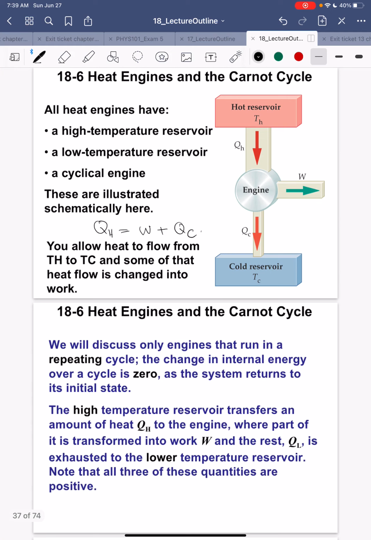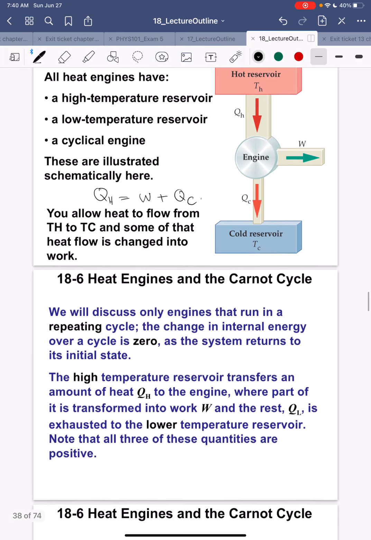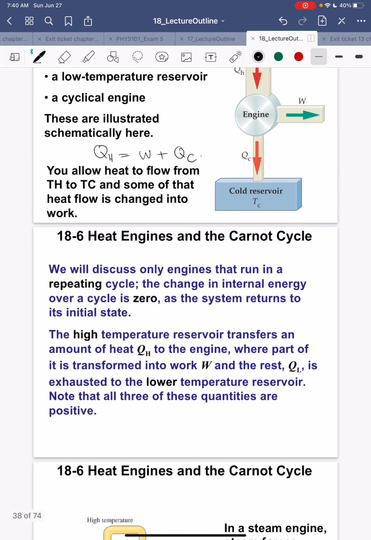Now we will discuss only engines that run in a repeating cycle. The change in internal energy is going to be zero because it is a complete, closed cycle. The high temperature reservoir transfers an amount of heat, QH, to the engine, where part of it is transformed into work and the rest is Q cold. This is expelled to the cold, or lower temperature, reservoir. Note that all three quantities are positive.